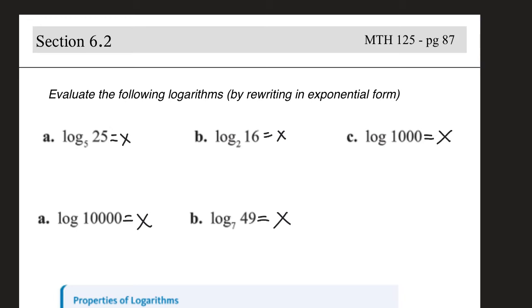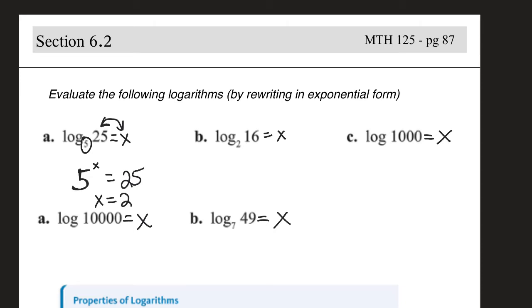It's not much different. The base that you have here becomes the base of my exponential, and then these two parts switch spots. So this will be 5 raised to the power of x is 25. We do what we call solving this by inspection. Usually that means you are able to use your knowledge of powers to solve for x. What power of 5 is 25? 5 squared is 25, so x must be 2.